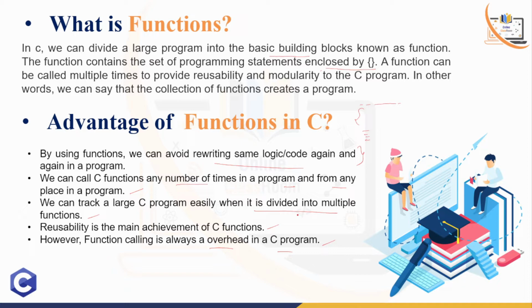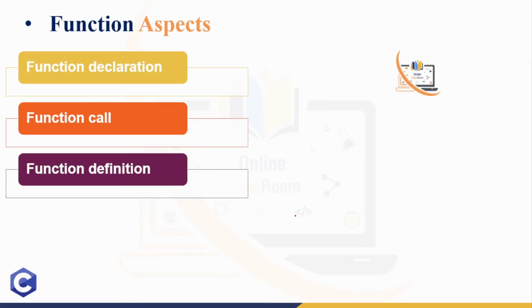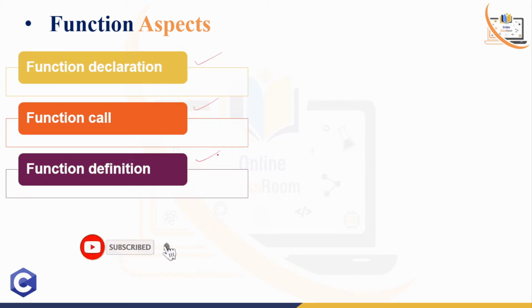Before going to the programming, we have to know the function properties. Mainly in C programming there are three parts. The first part is function declaration, the second is the function call, and the third is the definition, or we can say the body of that particular function. Function declaration is called the prototype declaration in many books, and function call is the calling part. From the calling part it will directly go to the body part, or we can say the definition part.